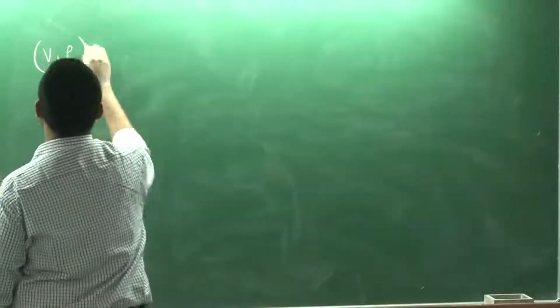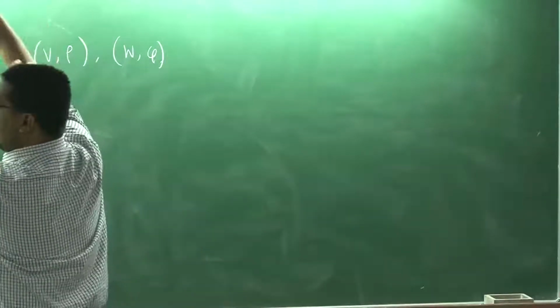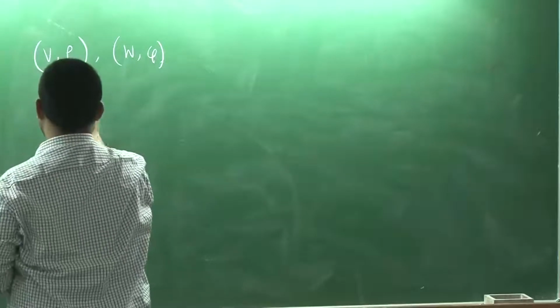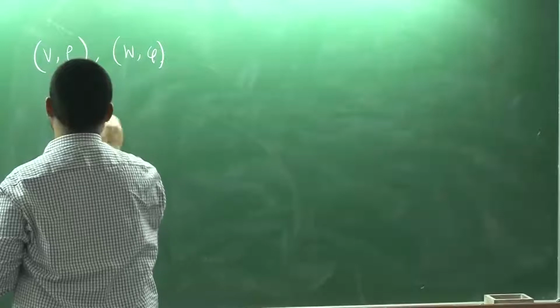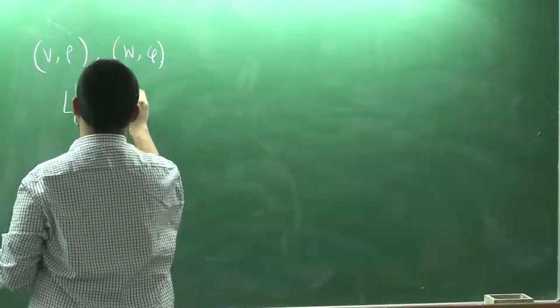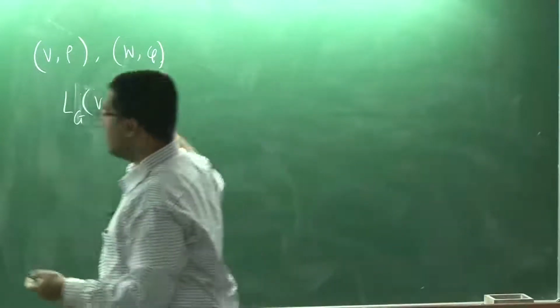Given two representations (V, ρ) and (W, φ), by L_G(V, W) we mean the set of all G invariant linear maps from V to W. You can easily verify that this is a vector space.